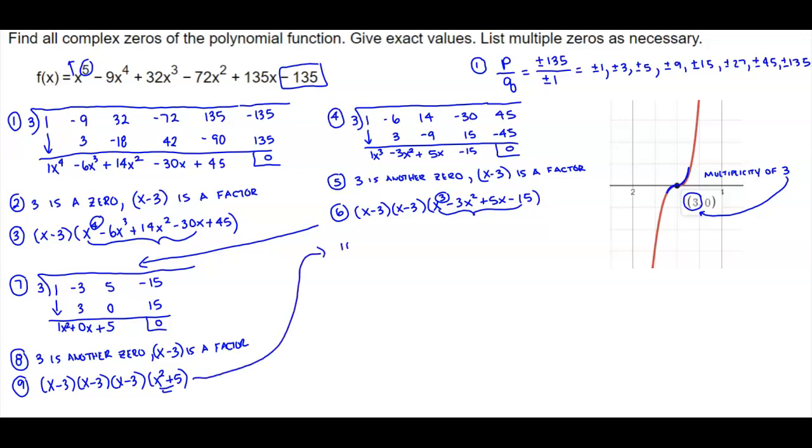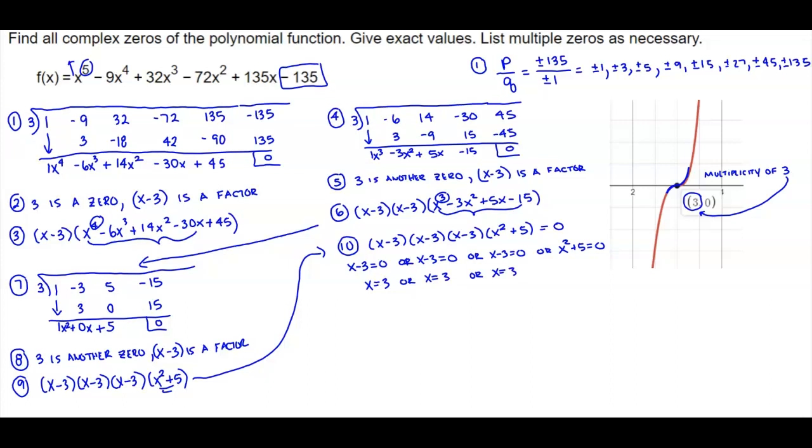So now in step 10, what we're going to do is find the zeros of this polynomial function. So we're going to set everything equal to 0. So we have x minus 3 equals 0, or x minus 3 equals 0, or x minus 3 equals 0, or x squared plus 5 equals 0. So we know that this is going to be x equals positive 3, and x equals 3, or x equals 3, or x equals 3.